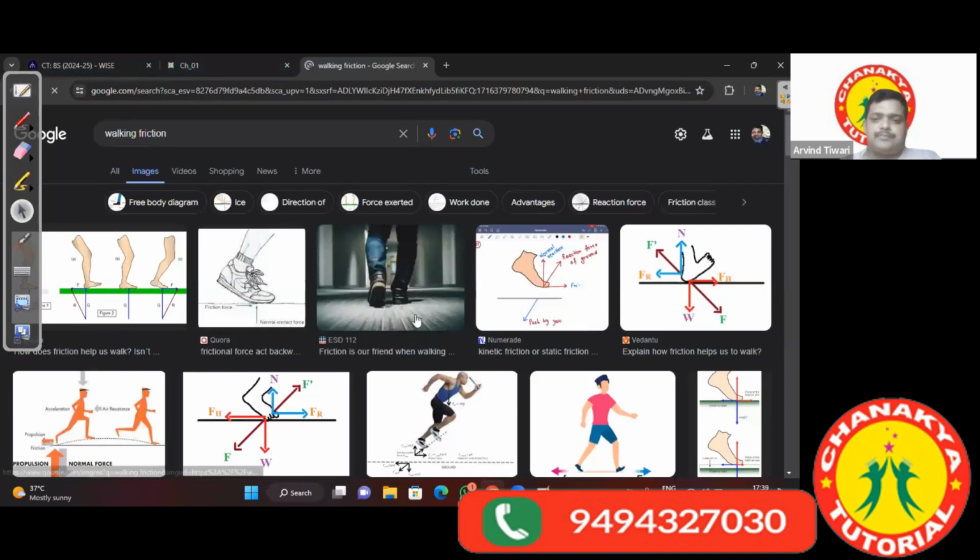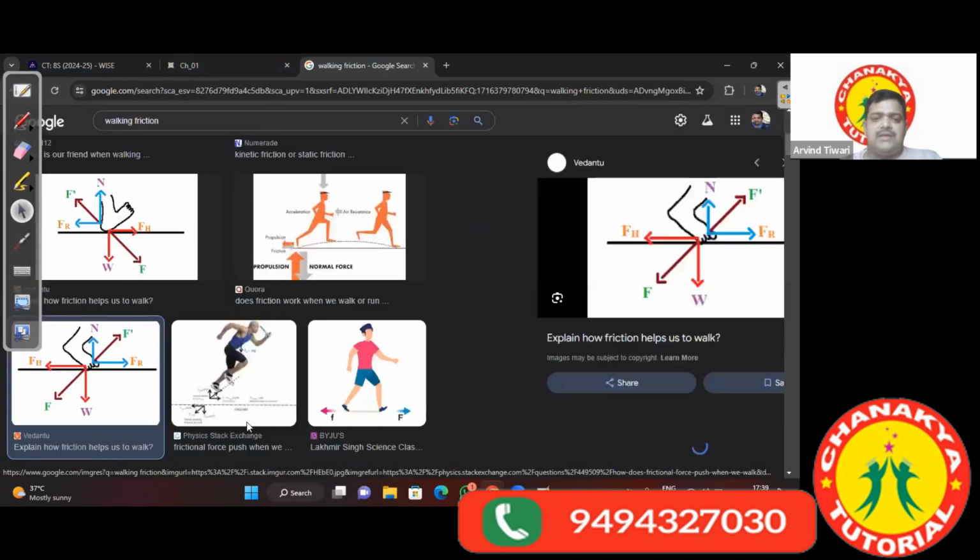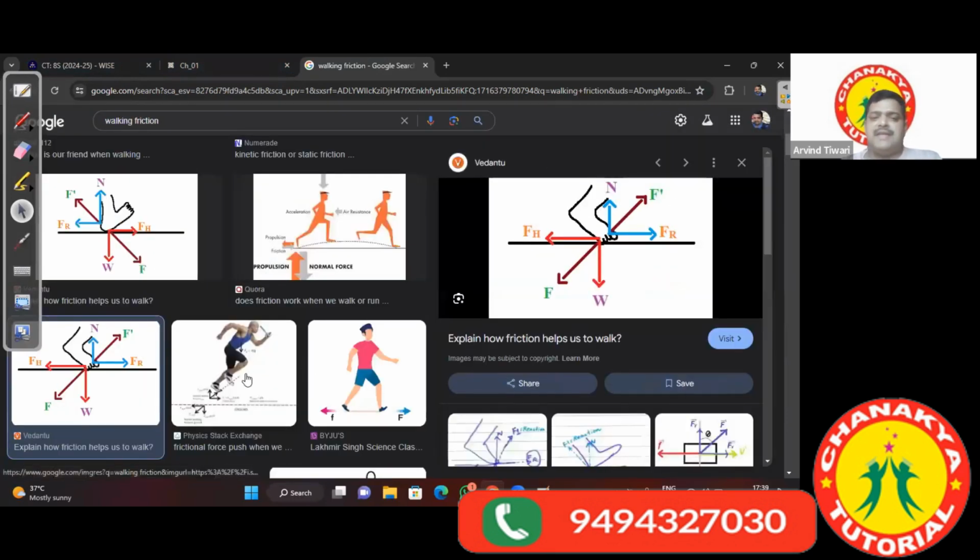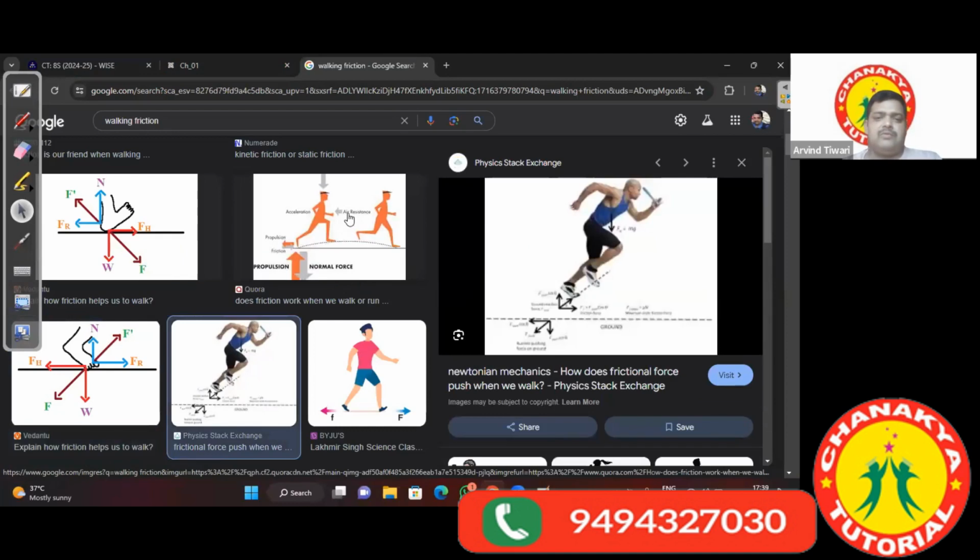Okay, see. Here see. You can see in any of these pictures, what happens?